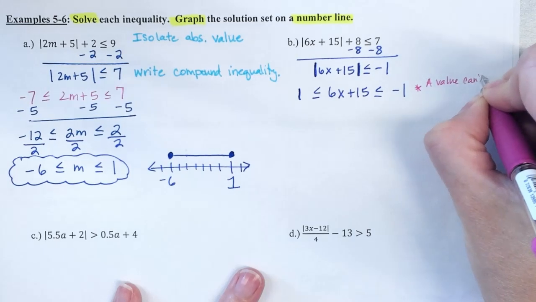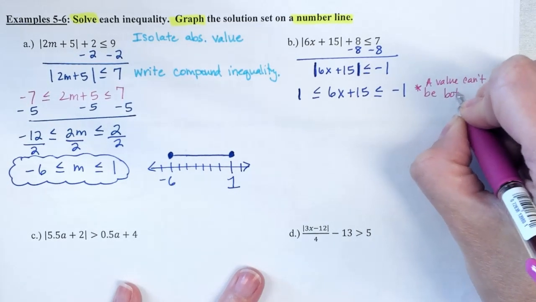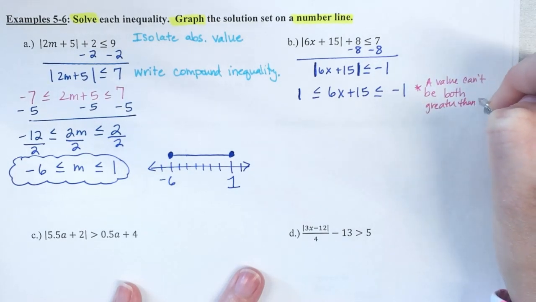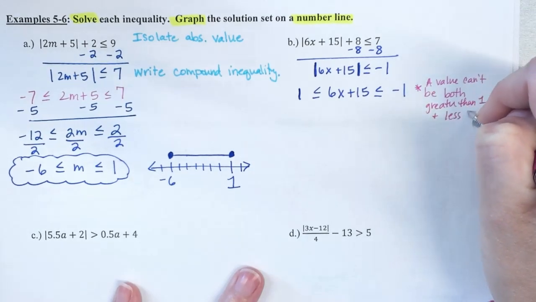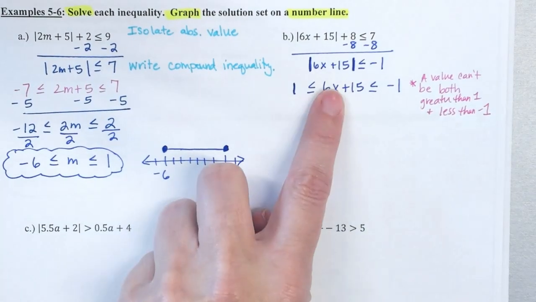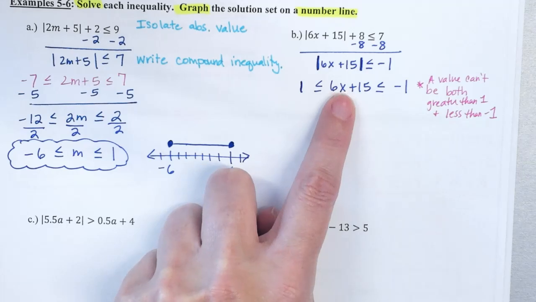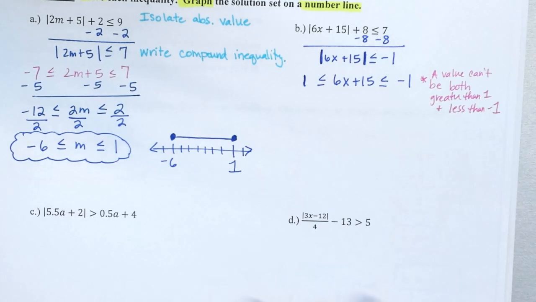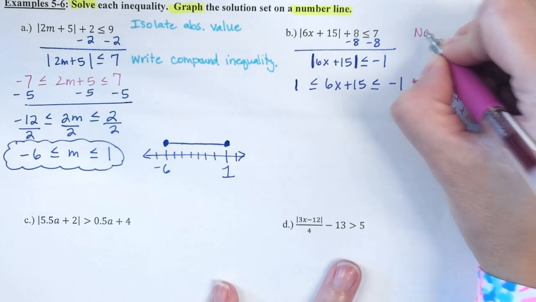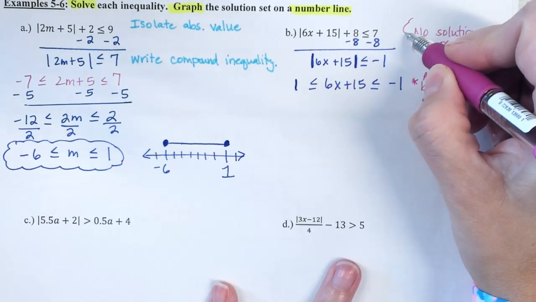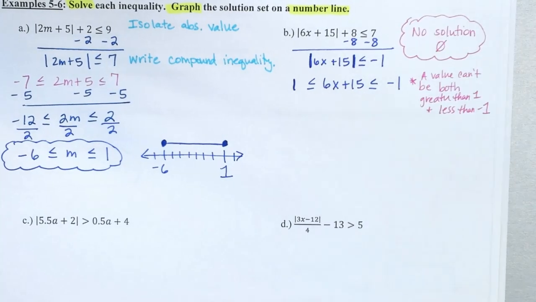So a value can't be both greater than 1 and less than negative 1, which is what this is saying. Okay, so if that happens, then you can just write that, and then you can write no solution. So for here, it's going to be no solution, or you can write the null set. If that happens, that is a special case.